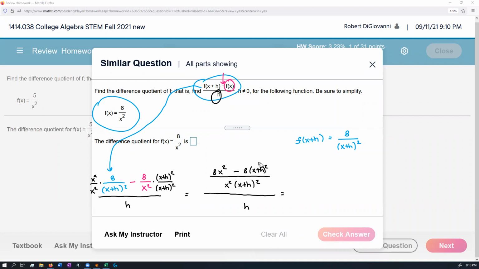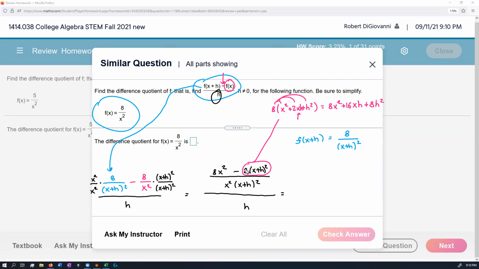Okay, now things are looking nasty here. Next thing I'm going to do is look at what this is. Okay, so this is 8, but we have to square x plus h. Now I did that in the previous problem. When you square that, you get this. I'm not showing that work, but that's what you get if you square it. And then you distribute 8 through it. So you should get 8x squared plus 16, oh, I forgot the h there, plus 16xh plus 8h squared. That's what this is in that reddish pink color.